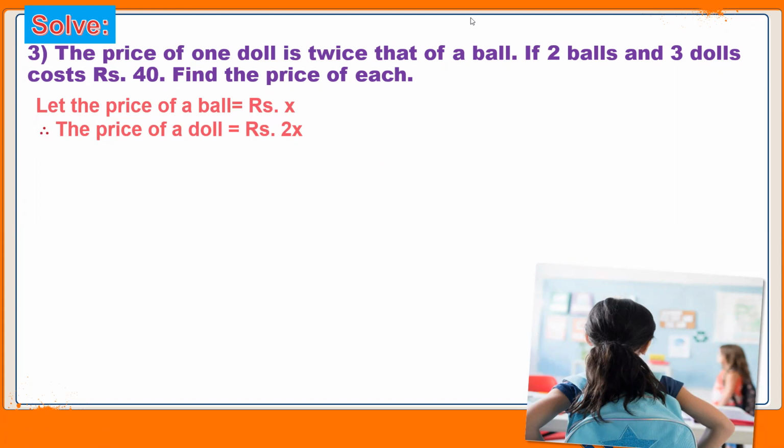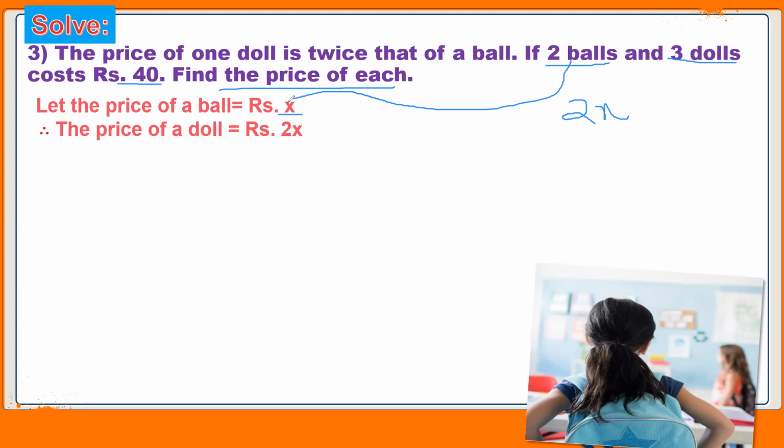Now read the next line of the question. If two balls and three dolls cost rupees 40, find the price of each. Students, if one ball costs rupees x, then what about two balls? If one ball costs rupees x, then two balls cost rupees 2x. Get my point?